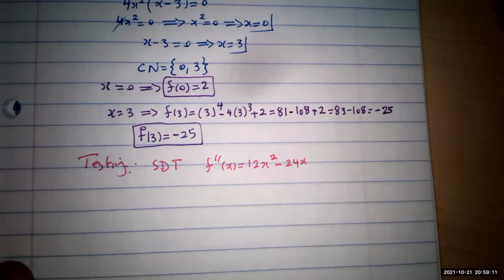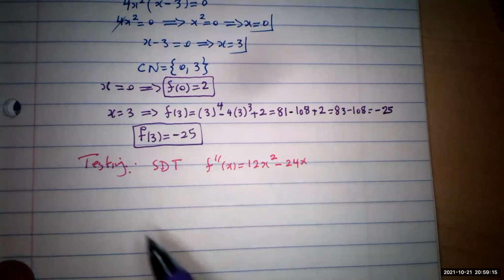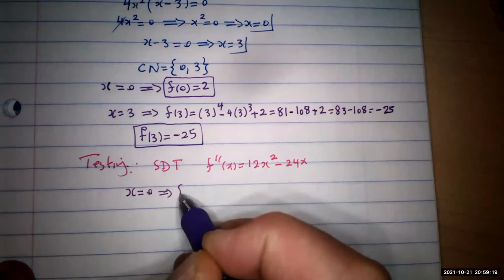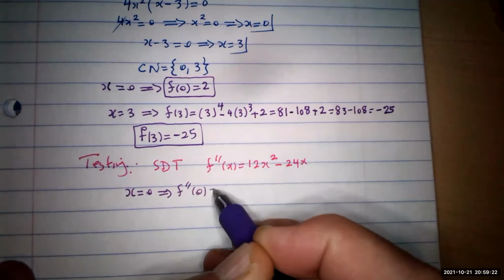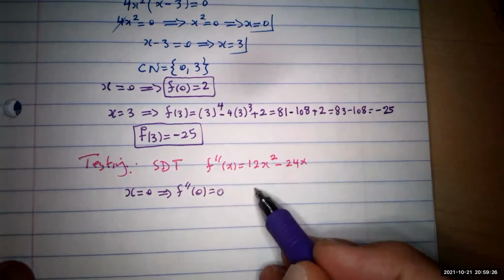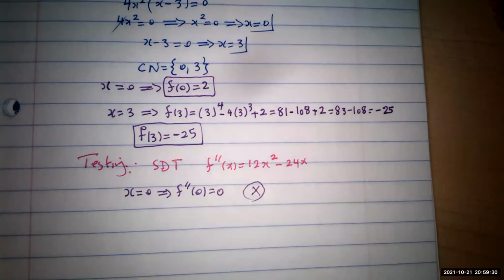Now bring the numbers. You see the numbers are going to be 0 and 3. If you check 0, you say x equal to 0. That gives you 0. You see, you stop. The second derivative test cannot be applied. That's why you see it with the red sign in your book.